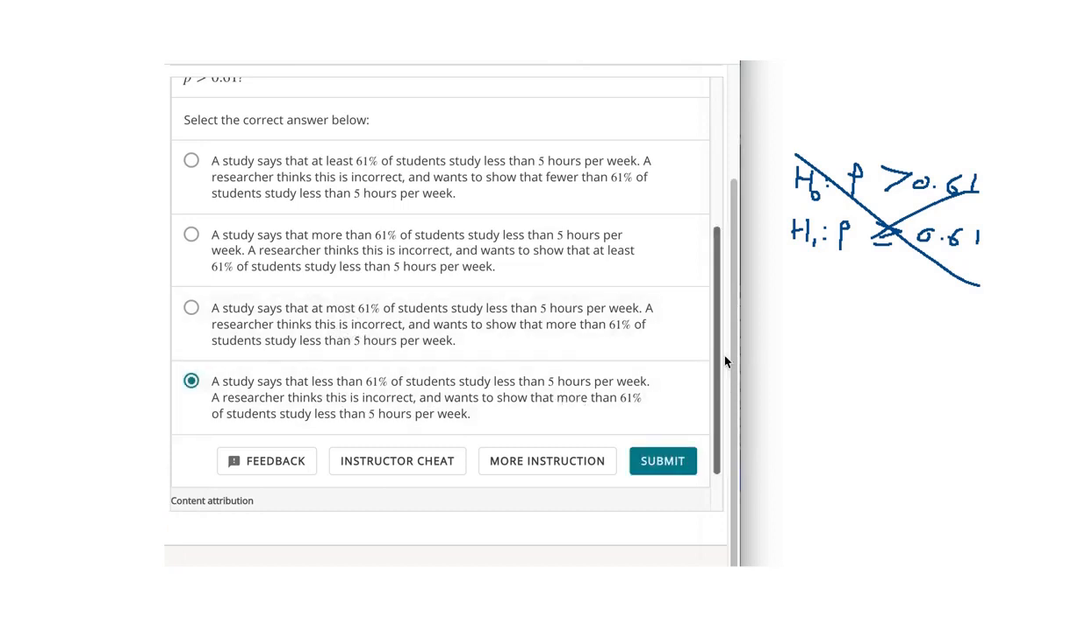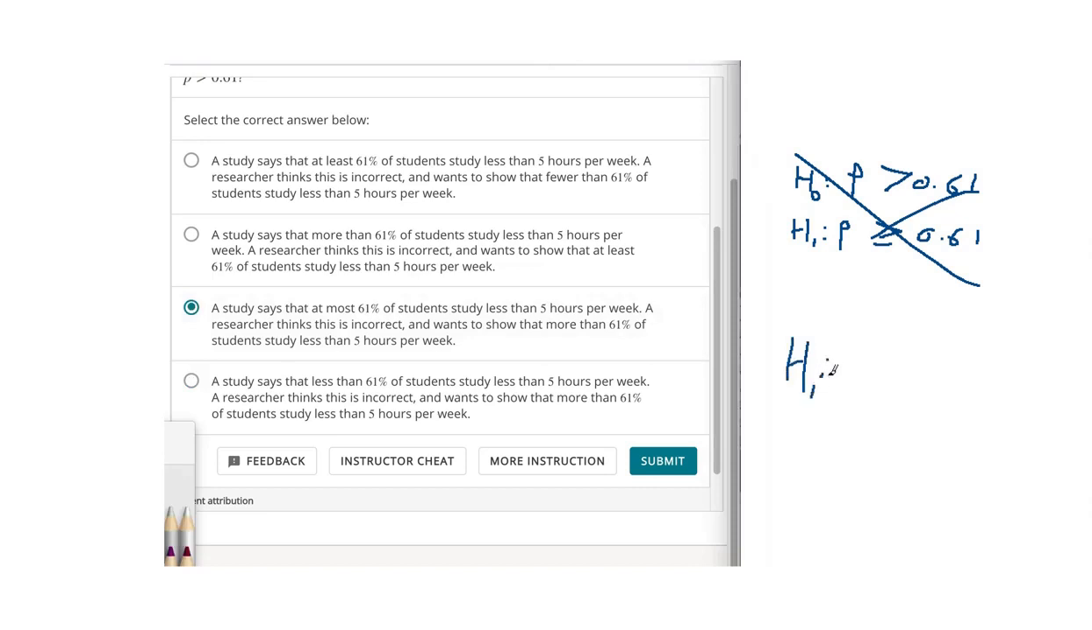The third one's not correct because it says at most 61% of students, so it's either 61% or less. A researcher thinks this is incorrect and wants to show that more than, oh, actually, wait a second, maybe this is good. More than 61% of students, so H1, the proportion is greater than 0.61. That's more than 61% of students. Okay. It's really, the key is down here. A researcher thinks this is incorrect and wants to show that more than 61% of students study less than 5 hours per week.